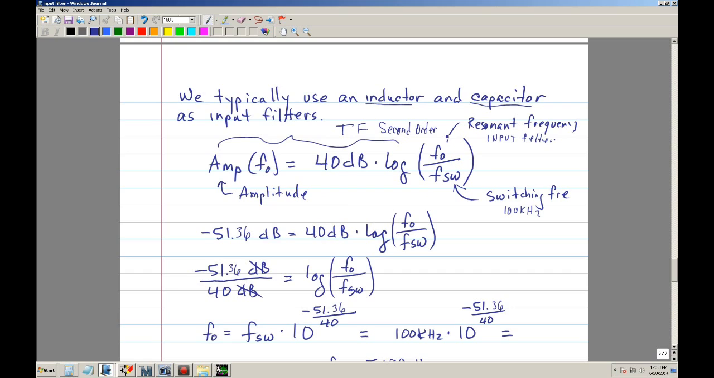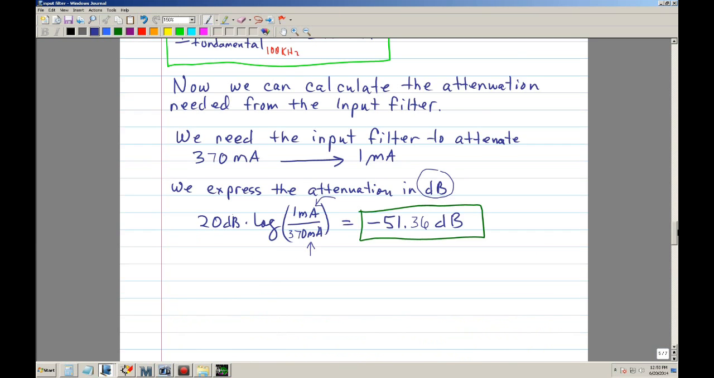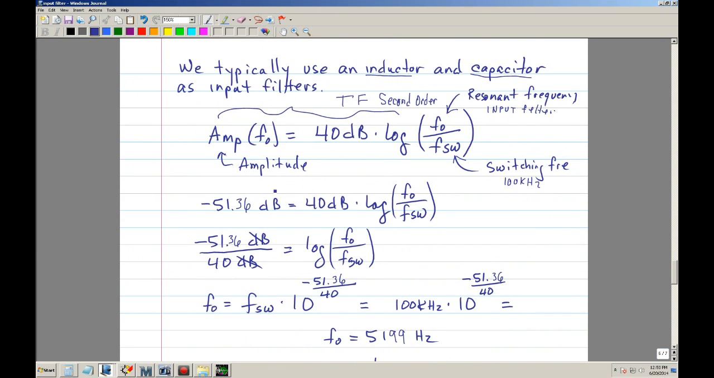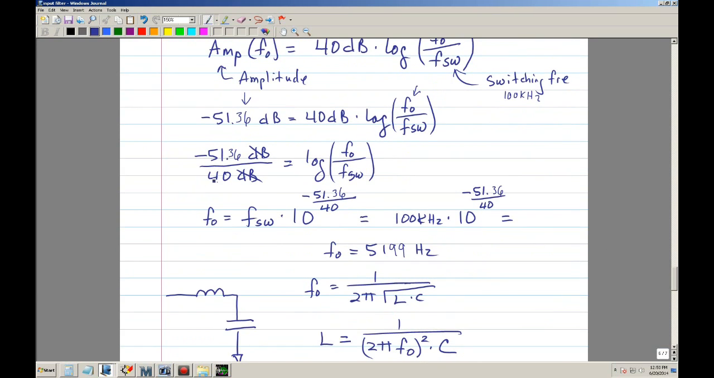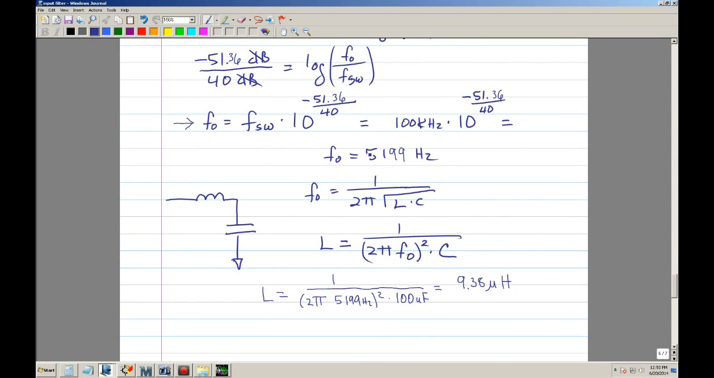So what you want to do is solve for FO. Since we've already calculated what the attenuation is, negative 51.36, that is plugged in there. We can plug in the 100 kilohertz right there if you wish, but what we want to do is solve for FO, and after some algebraic manipulation, you end up with this equation. So plug in the numbers, and I get a resonant frequency of 5,199 hertz.